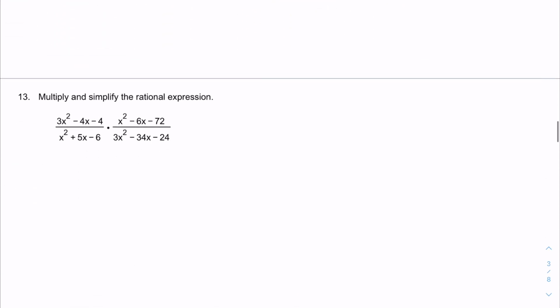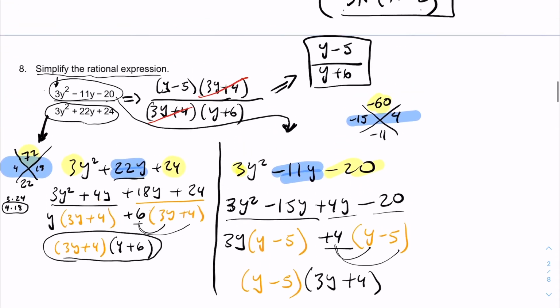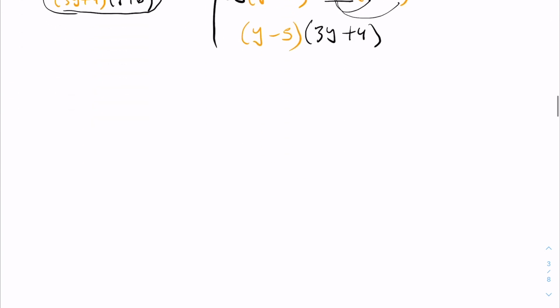Now we're going to take a look at number 13, is that right? It's number 8. Uh-oh, am I missing something on this? 13, 14, yikes, 15, a whole bunch of problems got erased somehow.